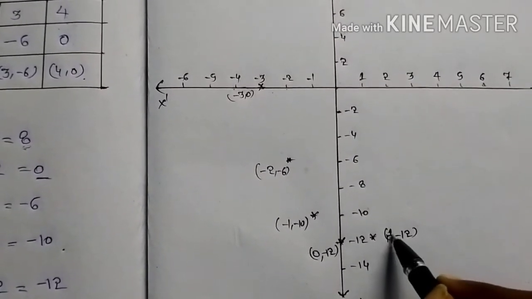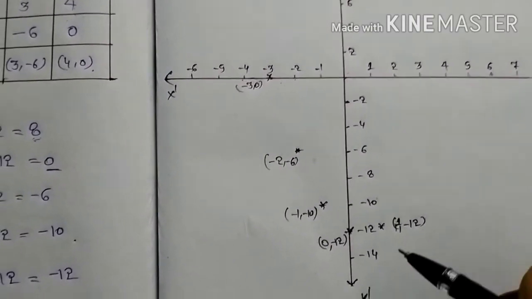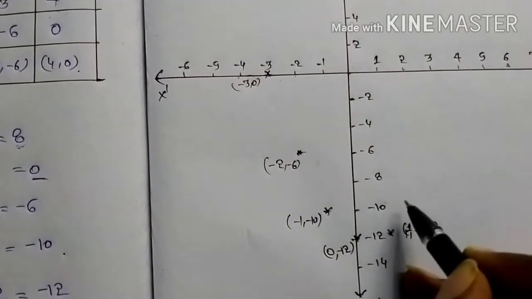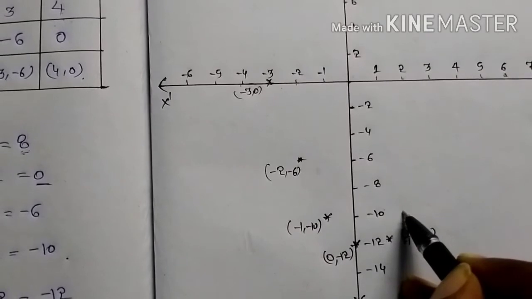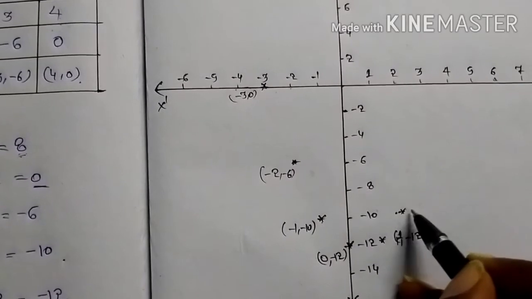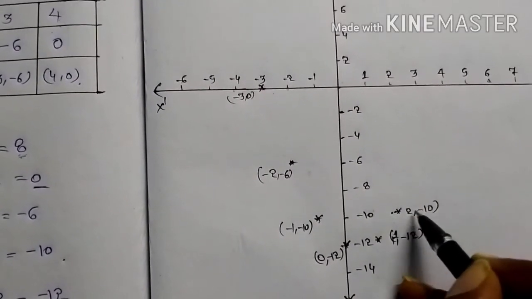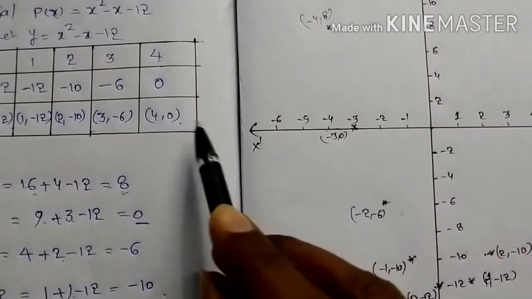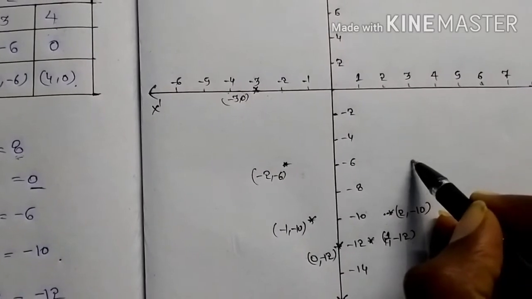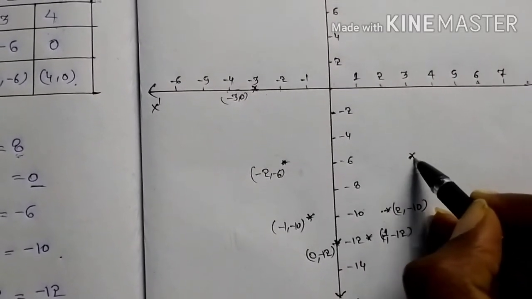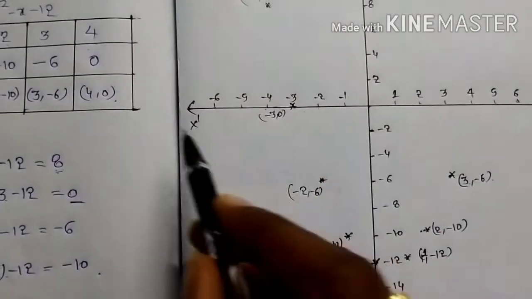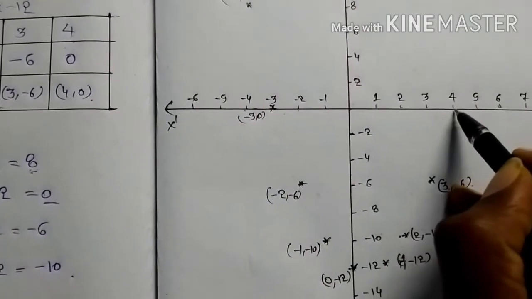You have to represent the points. 1 comma -12. Next you can see here which point, 2 comma -10. 2 comma -10 means you will get here. Next one 3 comma -6. Here 3 comma -6 means you will get exactly here only. I am drawing a rough diagram; you can do it on the graph sheets. Next you can see here 4 comma 0. That means you will get here only 4 comma 0.